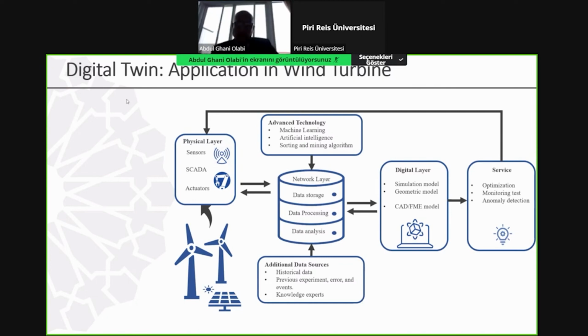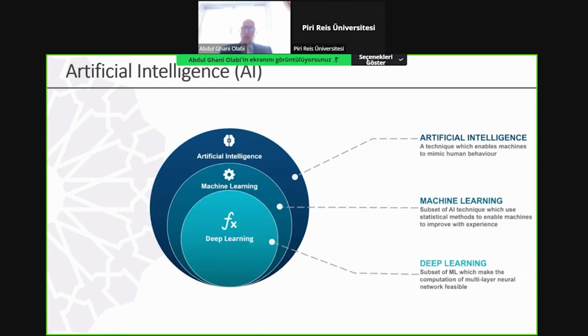So the same: I have the physical model, I have a connection by sensor, I have also SCADA, I have actuators, and so on. I feed my information to the digital layer. I give information, for example service optimization, monitoring, testing, and so on, and I give it to the physical model, and it will be updated. Again the new feedback will go back, and it will continue the same way. This is what I want to say very fast about digital twin.